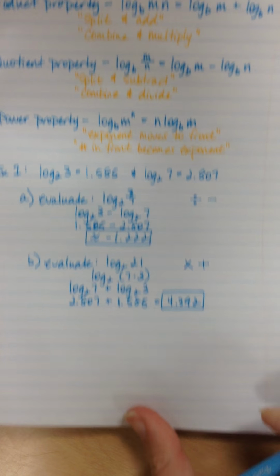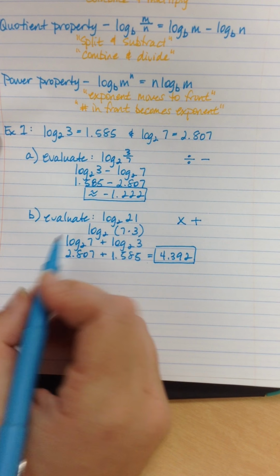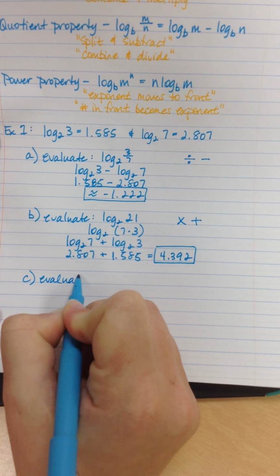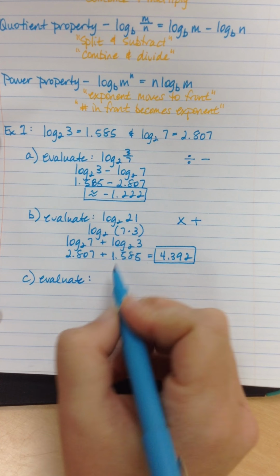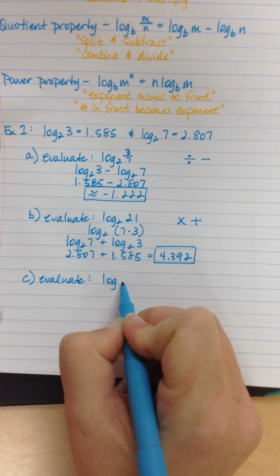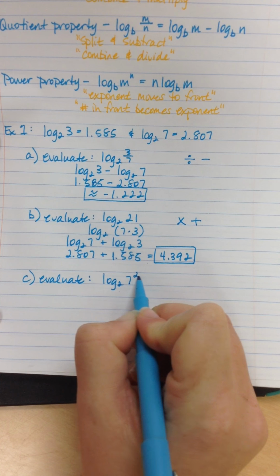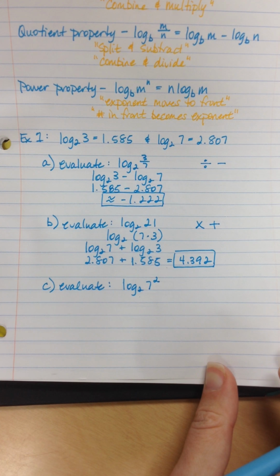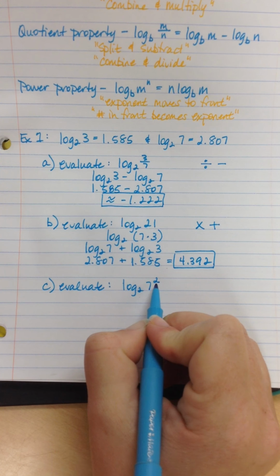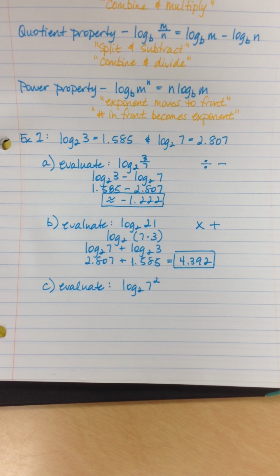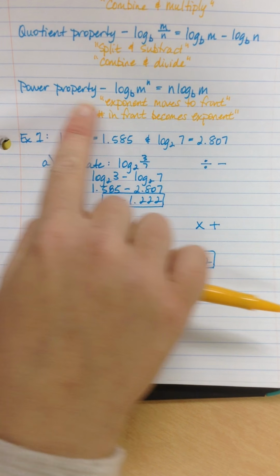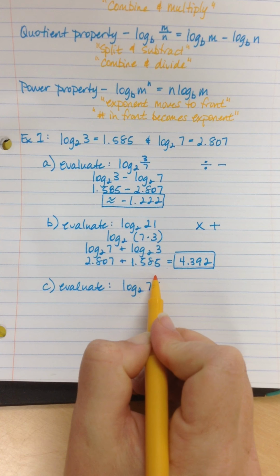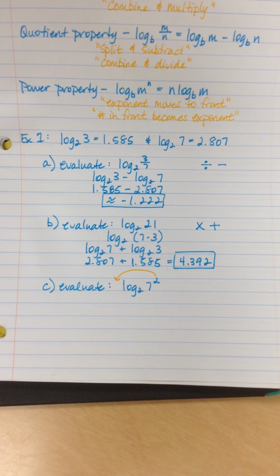All right, one more. Here's example C. Again, we're going to evaluate. This time we're going to do the log base 2 of 7 squared. Okay, first thing you should see is that we have an exponent here, and this has got to be the power property. And so we know that if we have an exponent, it moves to the front. So basically, I can just take this guy and move him up here.